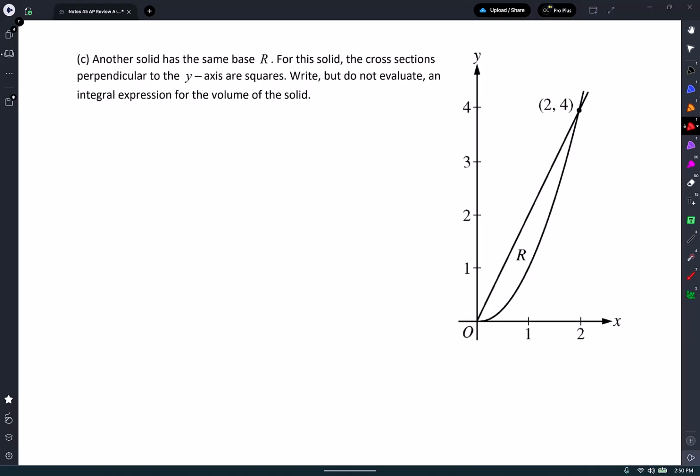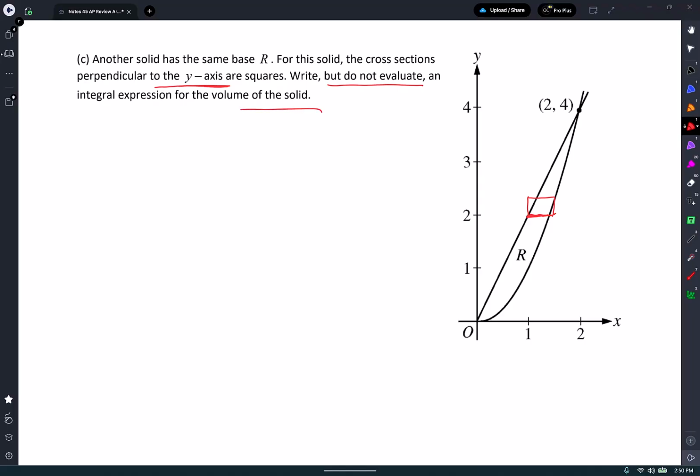Another solid has the same base R. For this solid, the cross sections perpendicular to the y-axis are square. Okay, so here it is. They're not perpendicular to the x-axis. What are they perpendicular to? What axis, Miss Kyle? To the y-axis. So it looks like this. Perpendicular to the y-axis, not the x-axis. Right, but do not evaluate an integral expression for the volume of this solid.